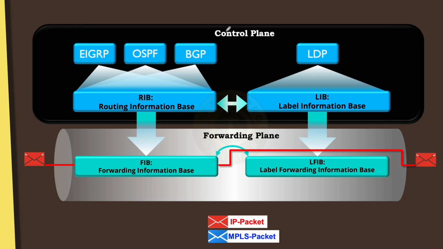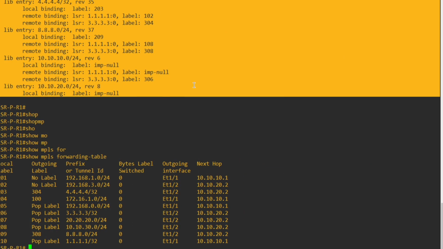Now if I send the MPLS packet, what will happen? It does not need to check the FIB table, it looks up the LFIB, everything is there for it. Then it sends the packet. Hope you understand. For the IP packet, a label is not required, so FIB is enough for it. And for the MPLS packet, a label is very much required, so it looks up the LFIB. The same thing, let me show you in the lab.